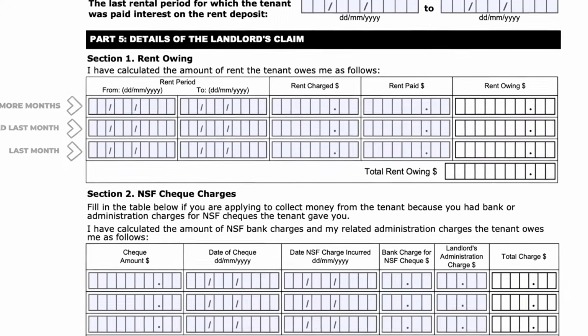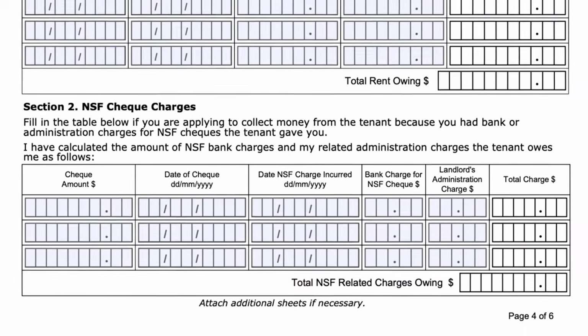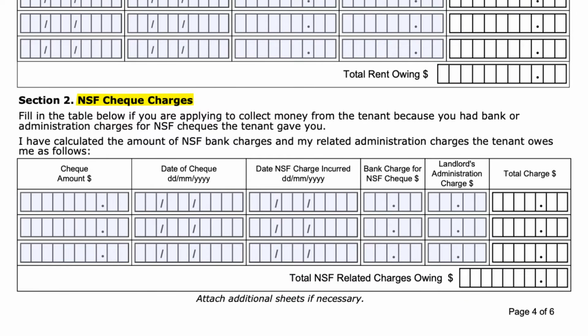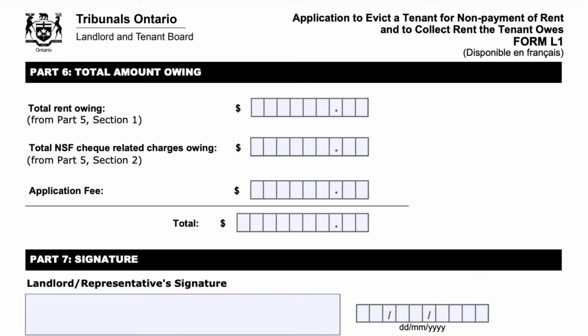Now, moving on to the next section below that, we're looking at a part where it allows us to put in any NSF charges. The NSF charges are in case your tenant gave you a check, it bounced, and then you incurred a fee. You can add that into this section here. And now we're going to move on to part 6, where we are going to add up the rent owed, the NSF fees, and your application fee to give you the grand total.